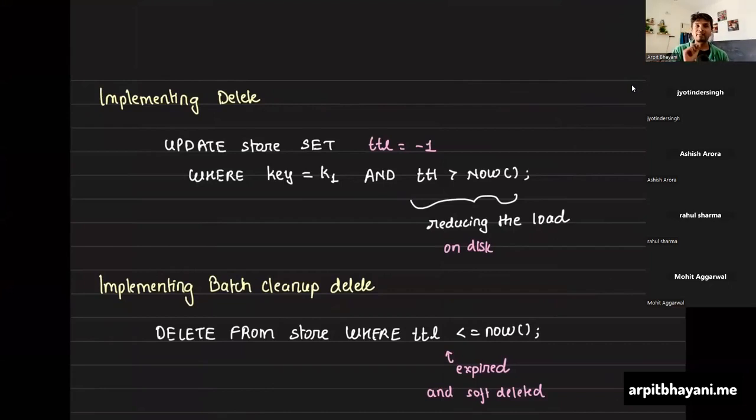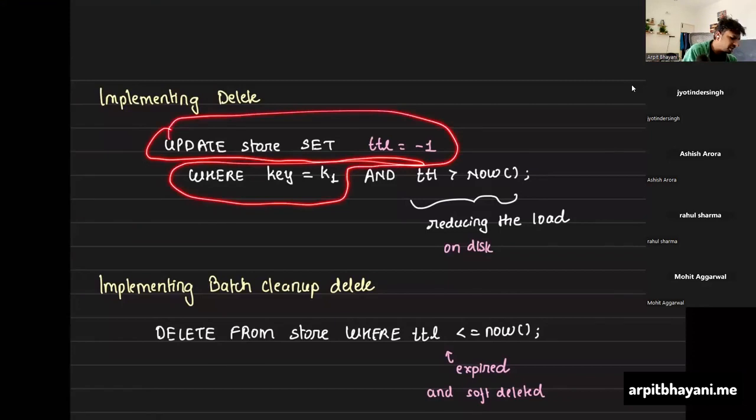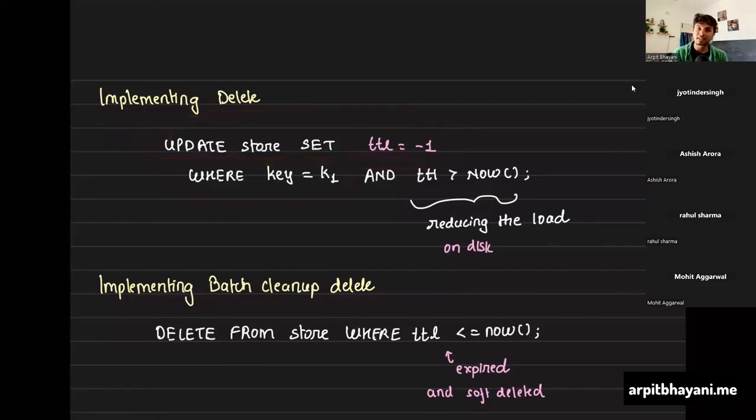When a user is deleting a key, what do we do? We update, right? We set TTL equal to -1. So our query looks something like this: update store set TTL equal to -1 where key equal to K1. We just think this much. Now here, what you can also do is add this: set or delete a key only when it is not expired.